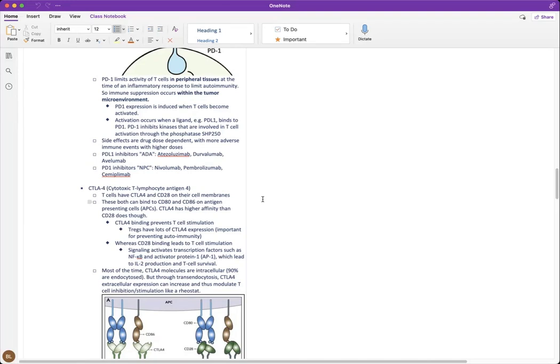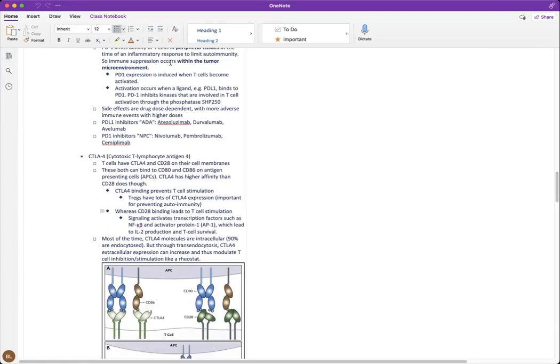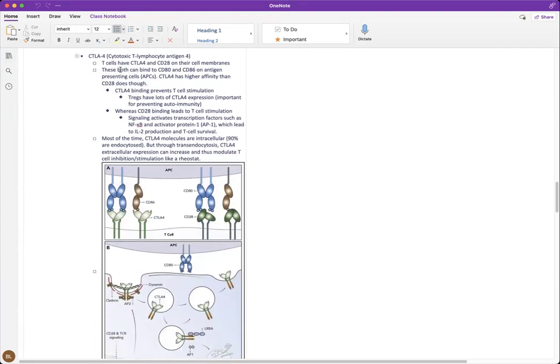Okay, CTLA4, so the other big important immunotherapy, cytotoxic T lymphocyte antigen 4. T cells have CTLA4 and CD28 on their cell membranes. These can both bind to CD80 and CD86 on antigen-presenting cells, or APCs. CTLA4 has a higher affinity than CD28 does, though.